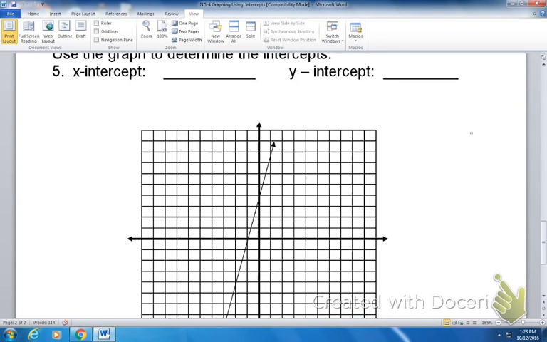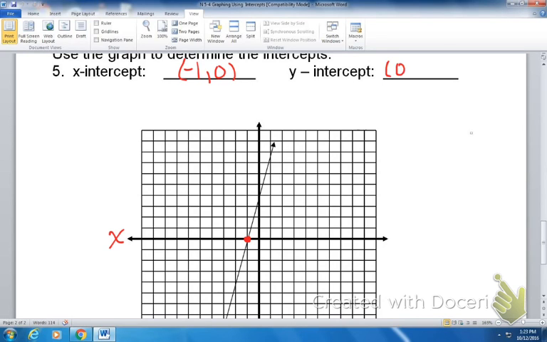It says use the graph to determine the intercepts. Let's look at the x-intercept. Here's my x-axis. It crosses right here. Now, you should automatically know that y is 0. We just have to find out what x is. To get over to that point I just drew, we have to go -1. So my x-intercept is -1, 0.